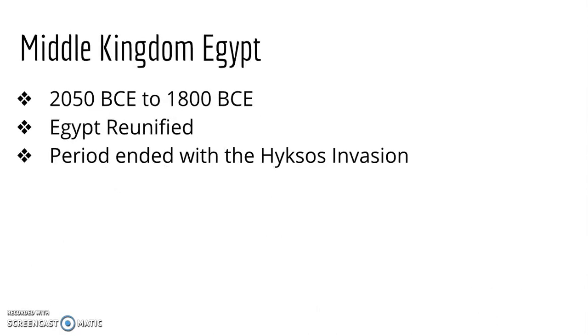So Middle Kingdom Egypt, beginning around 2050 BCE and continuing up to around 1800, maybe 1750 at the latest BCE. And it's during this period that Egypt is reunified. Thebes is established as a more important city than Memphis and eventually does become the capital. And the period ends with the Hyksos invasion.